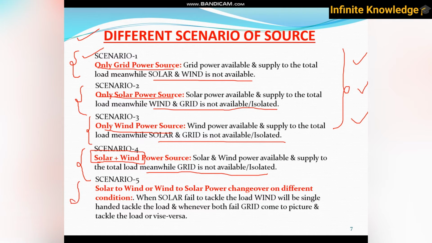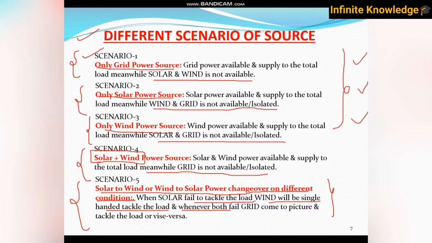And what is the fifth scenario? Solar to wind or wind to solar power changeover under different conditions. When solar fails to tackle the load, wind will single-handedly tackle the load. So what is the before scenario? Before, wind and solar were both working, synchronized and running perfectly. But then some abnormality happens and solar is isolated. Then only wind singly handles the load.